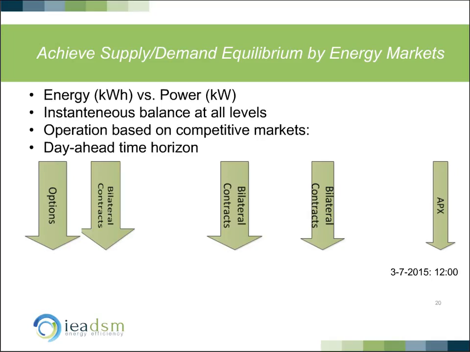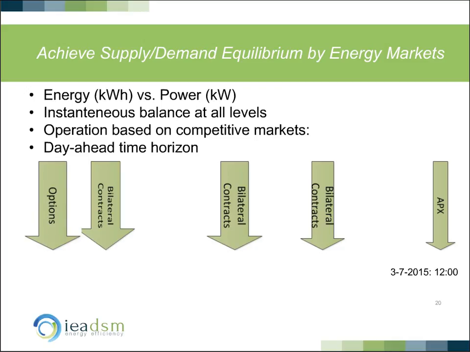And one day ahead you have what in the Netherlands is the APX, and that's a market in which the last contracts for electricity are sold between the demand and supply side companies. So that market closes one day before the actual delivery at 12 o'clock.